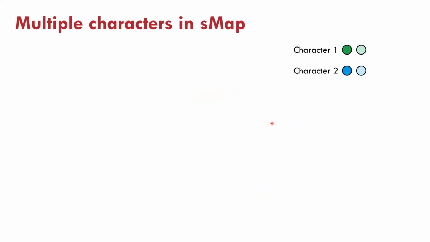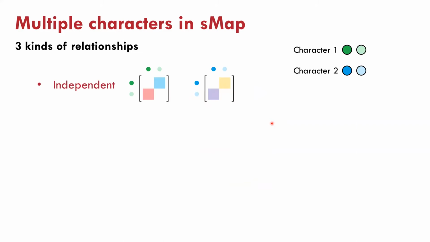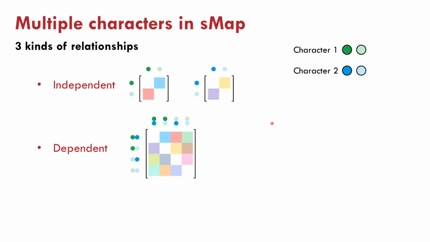Furthermore, if you have more than one character in sMap, you can analyze the relationship between these characters in 3 different ways. So the first thing you can do is to just consider them as completely independent things. So each one has its own model, its own rates, and they just evolve without interacting in any way on the tree. Alternatively, you can consider them as being dependent on each other.